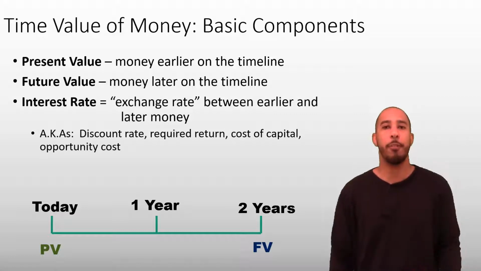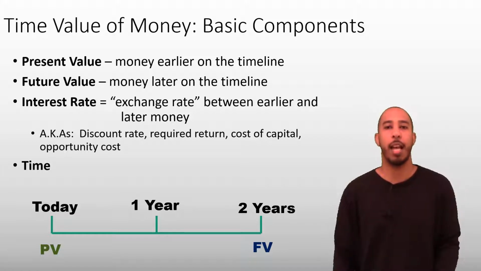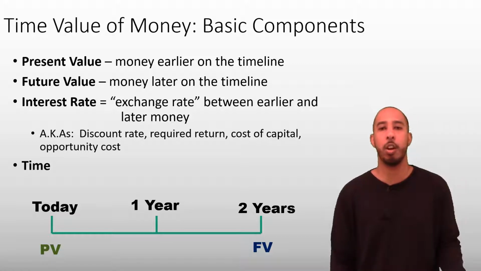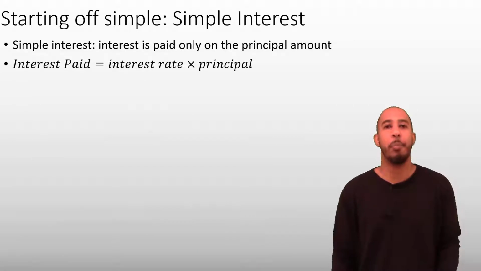The interest rate goes by different names depending on the context of the situation. Sometimes it's called the discount rate, the required return, opportunity cost, cost of capital. Again, the wording usually depends on the scenario, but you should be able to identify the interest rate when you see it, no matter the terminology. The last component we need here is time, which is going to represent how long interest is going to be earned or paid. Let's get started with a very simple type of investment, simple interest.